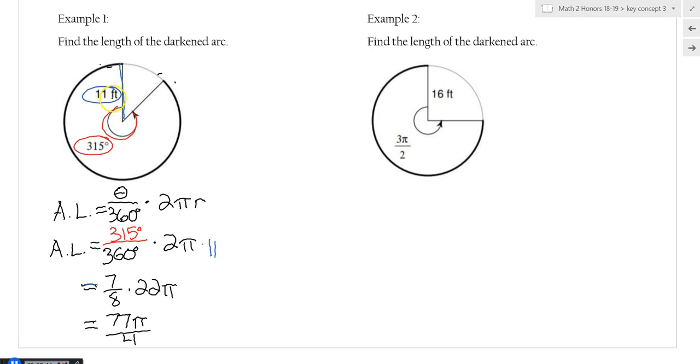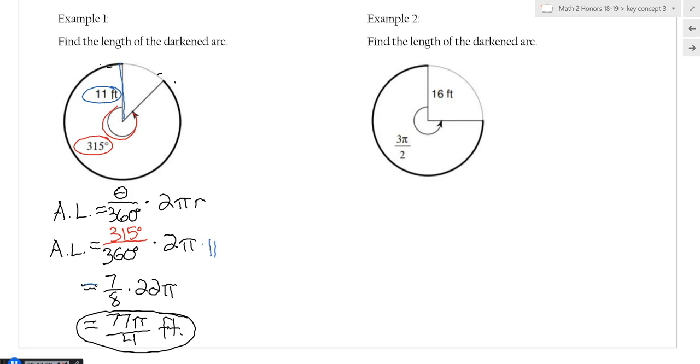We put the pi on top. Fourths, and this is in feet. This is how we write an exact answer for that. So the pi goes with your numerator, technically how we write that. If you write 77/4 and then pi off to the side, that's fine. It's just kind of a standardization thing.